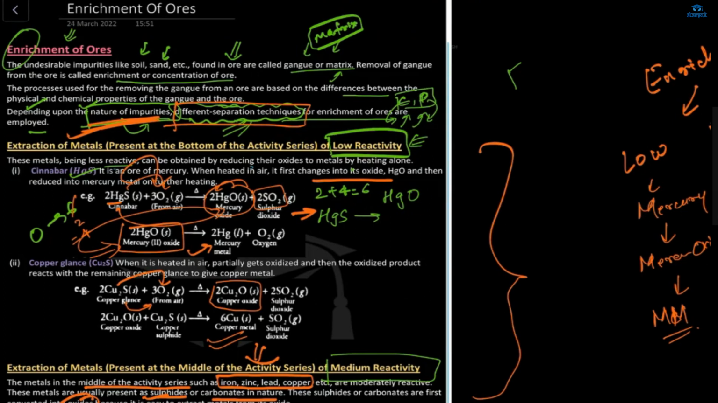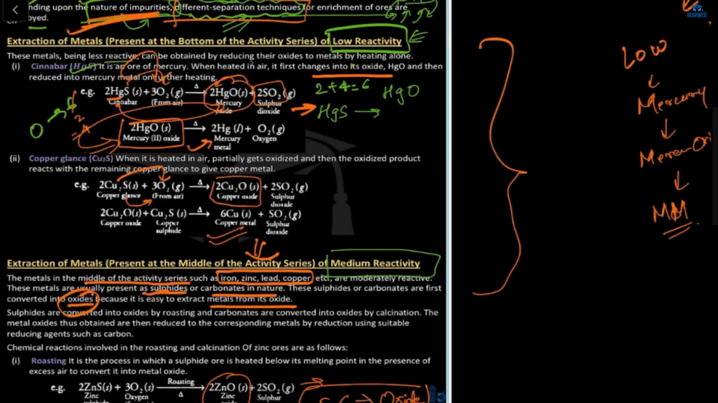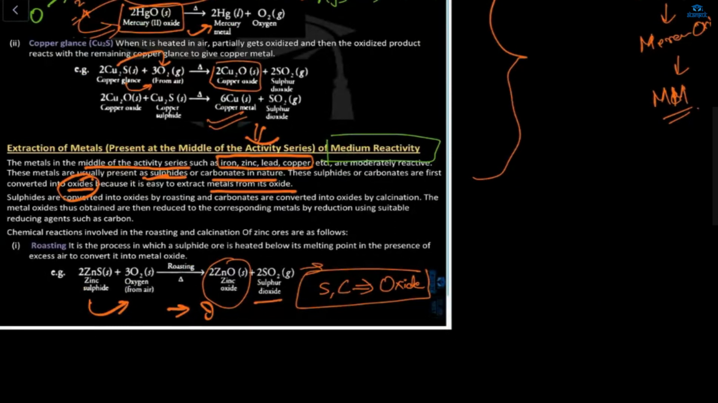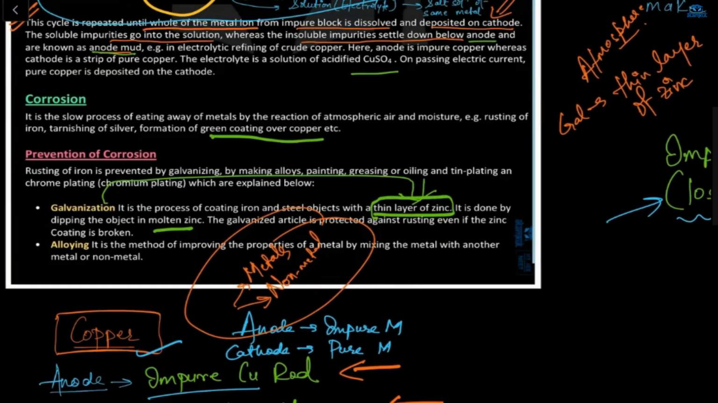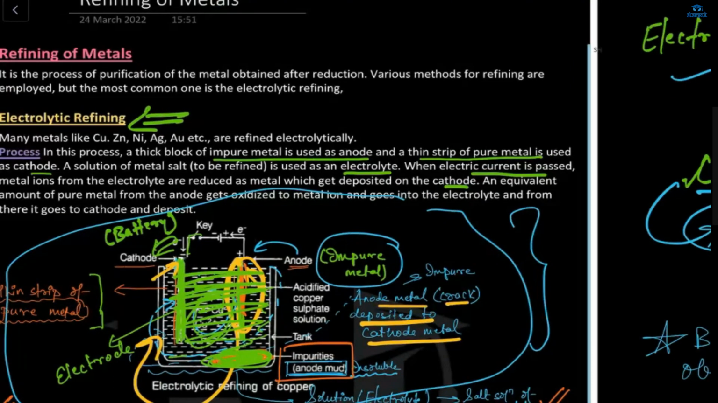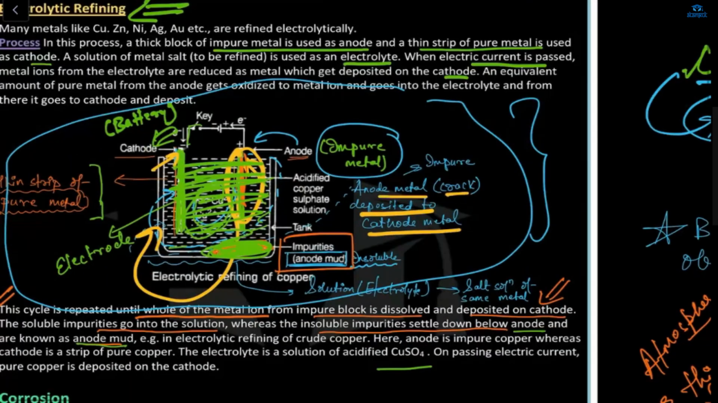So extraction of metals has two processes, your HgS and your Cu2S. So these two processes are very important. And these are the processes for your high reactivity, medium reactivity, and last is your low reactivity. Refining, हम लोगों ने पढ़ा. Refining means this is the very famous purification of the metal process, which is electrolytic refining. At the cathode there is pure metal, at the anode there is impure metal. So the anode, the impure metal, will dissolve and be deposited on the cathode side to become from impure to a pure metal.